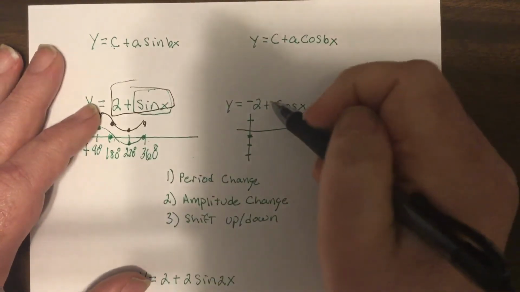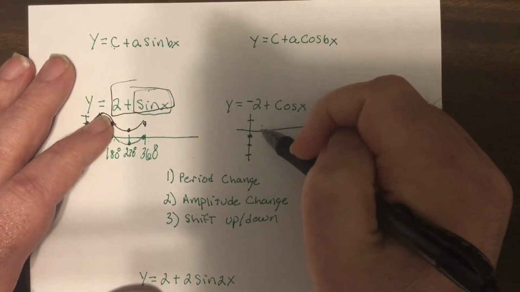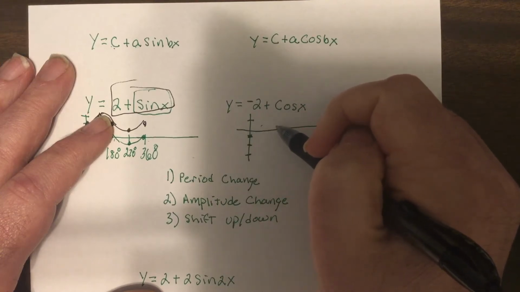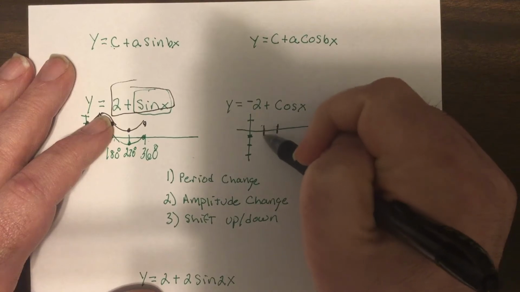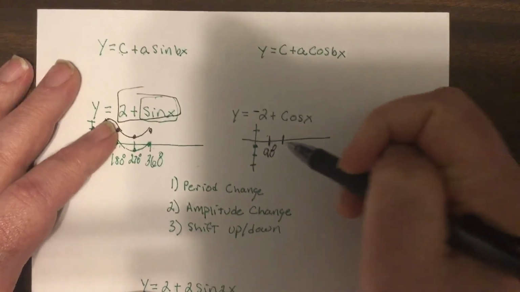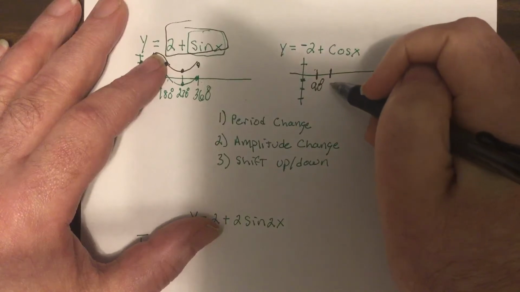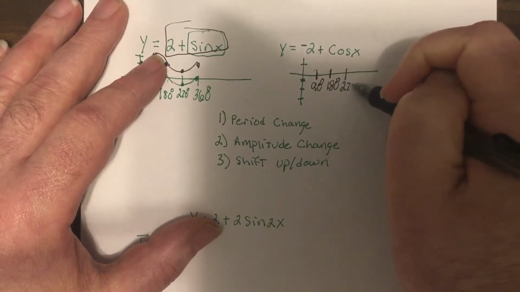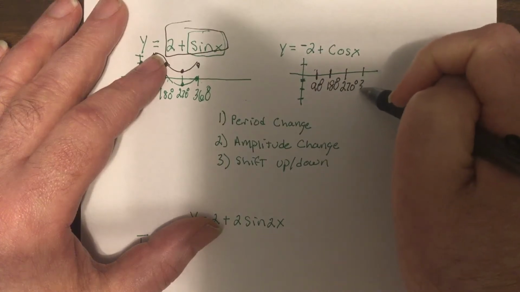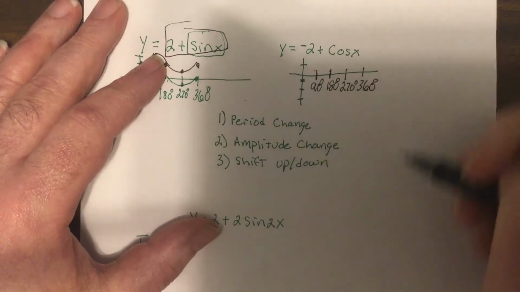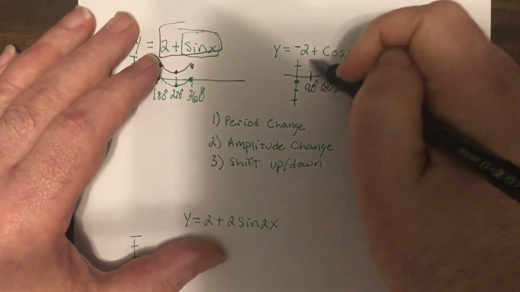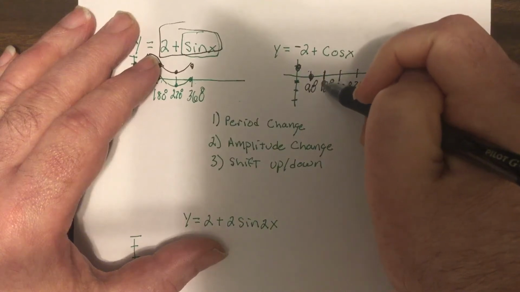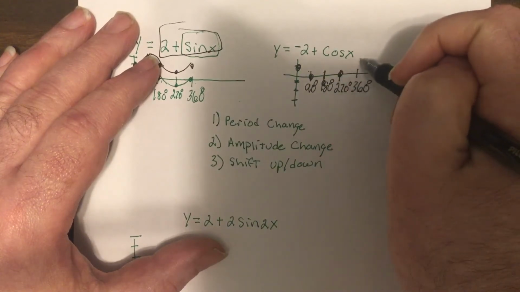Now notice this has a negative 2. So let's see if I can graph this a little bit better. So that's about 3 times 90. There, that looks a little better. 180. 270. 360. Now cosine is 1, 0, negative 1, 0, 1.